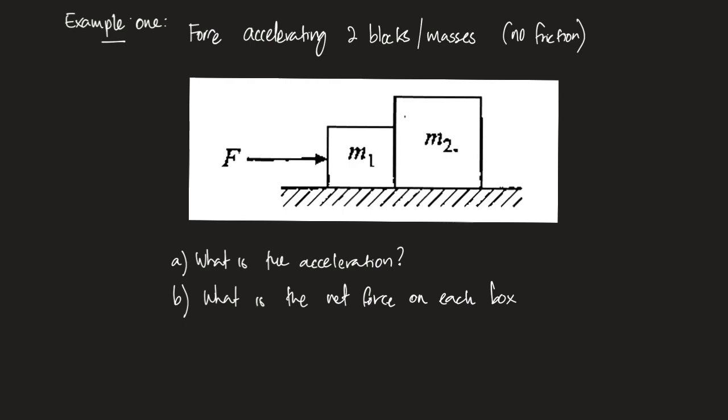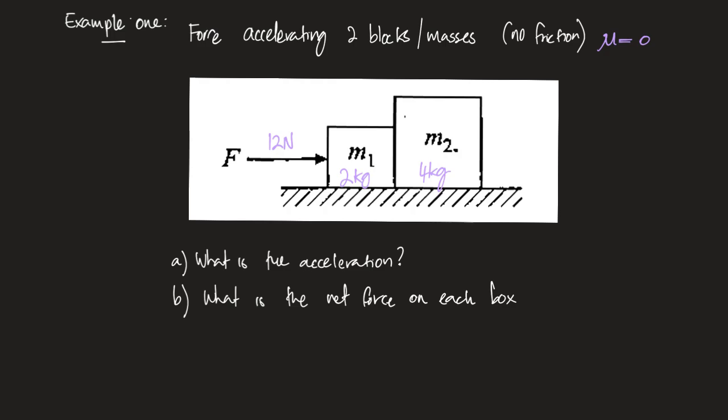All right, let's have a look at example 1. In example 1, you've got a force accelerating two blocks or masses and there's no friction. So I'm just going to add information. You obviously add information to yours. In this situation, we've got a pushing force of 12 newtons. You've got mass 1 over here at 2 kilograms and mass 2 here at 4 kilograms. They tell you that there's no friction, so your value of mu is equal to 0. What they want here is the acceleration, and they want the net force on each of the blocks.